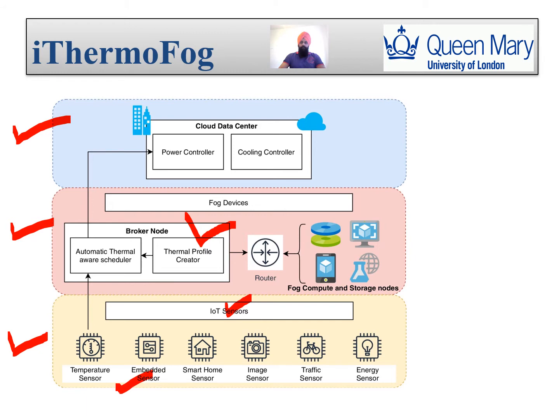here, and we have fog nodes for fast computation. So we have other fog nodes for the fast computation. The broker acquires data from the temperature sensor. So this is the temperature sensor, and it creates the thermal profile. Subsequently, it schedules the cloud resources using the thermal-aware scheduling technique introduced in our previous work, that is ThermoSim. So this is basically using the ThermoSim framework to schedule the resources.